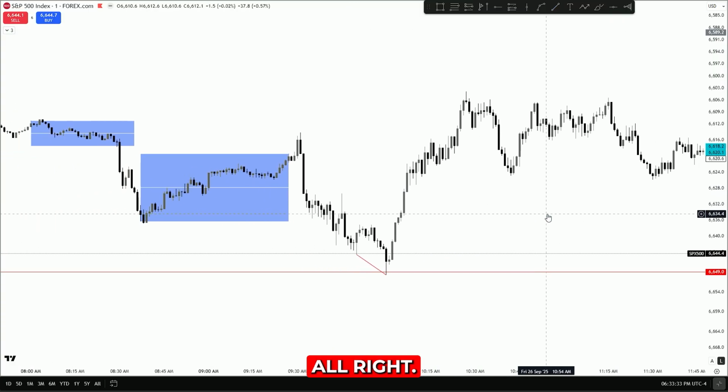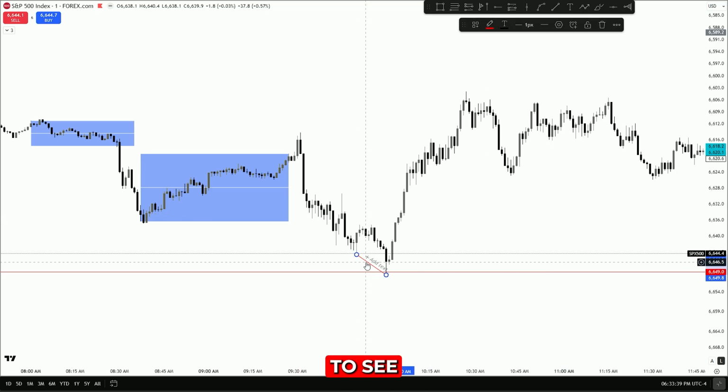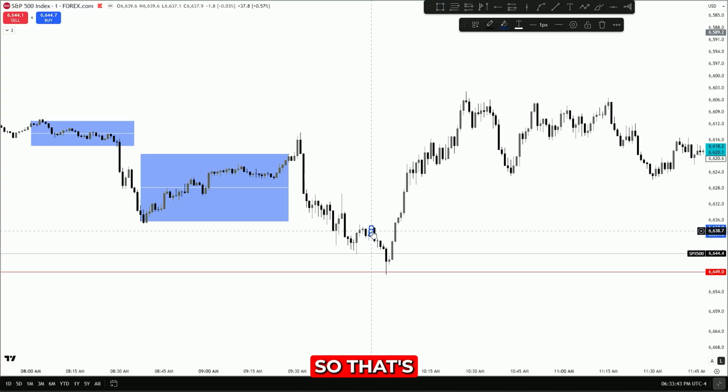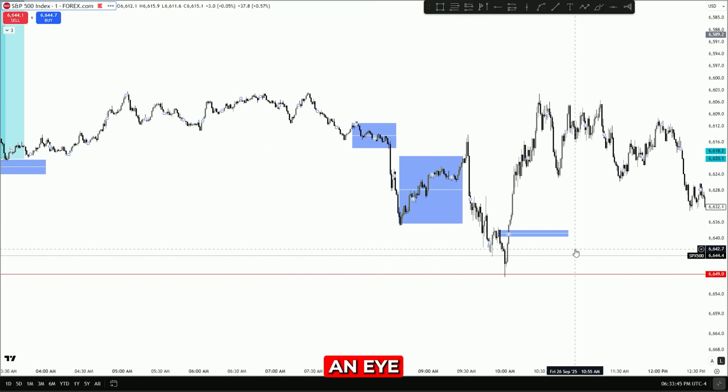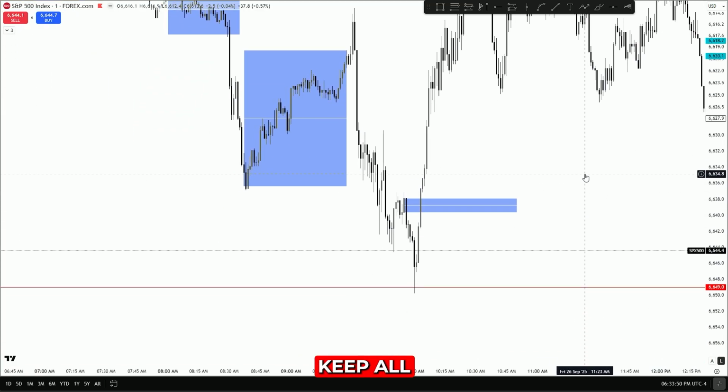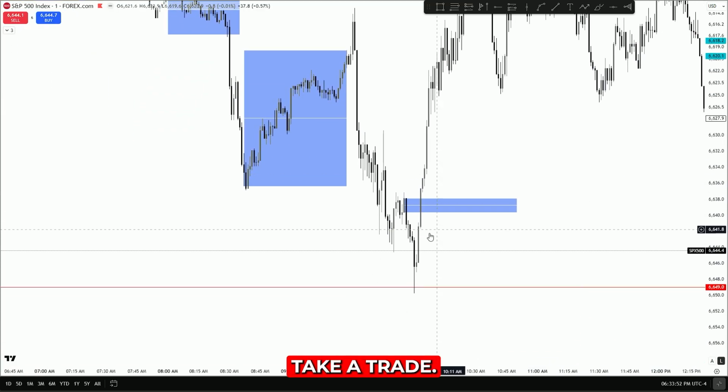All right, and let me clear one thing. A lot of the time you're not going to see any SMT. What you are going to see is some sort of displacement. So that's why I'm saying always keep an eye on your displacement or some sort of CISD inversions. Keep all those PD arrays in your mind and then take a trade.